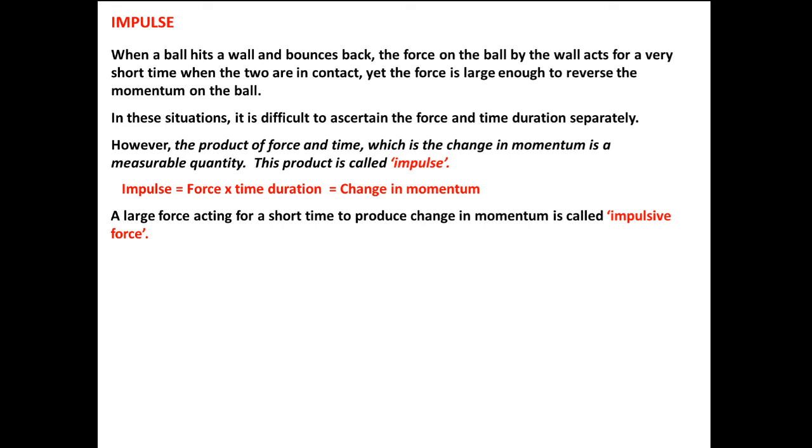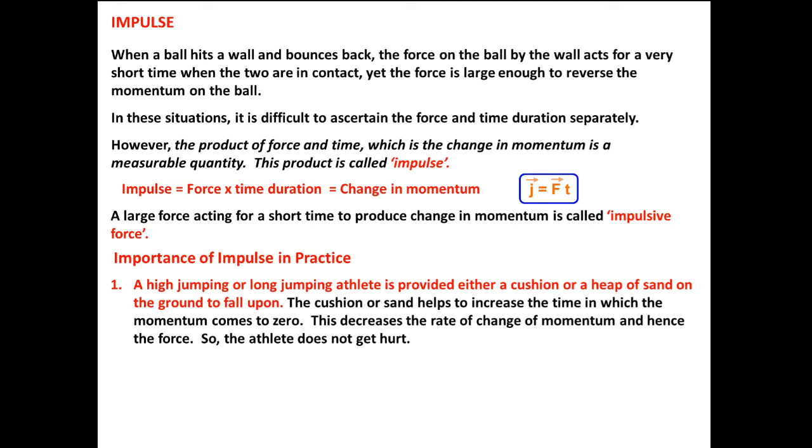So the product of force and time can't always be measured in all situations, but the change in momentum can be measured. And this product, force and time, is called impulse. So impulse is equal to force into time, meaning a large force acts for a short time, which is equal to the change in momentum. And such a force is called impulsive force, which is denoted by J, J equal to F into t.